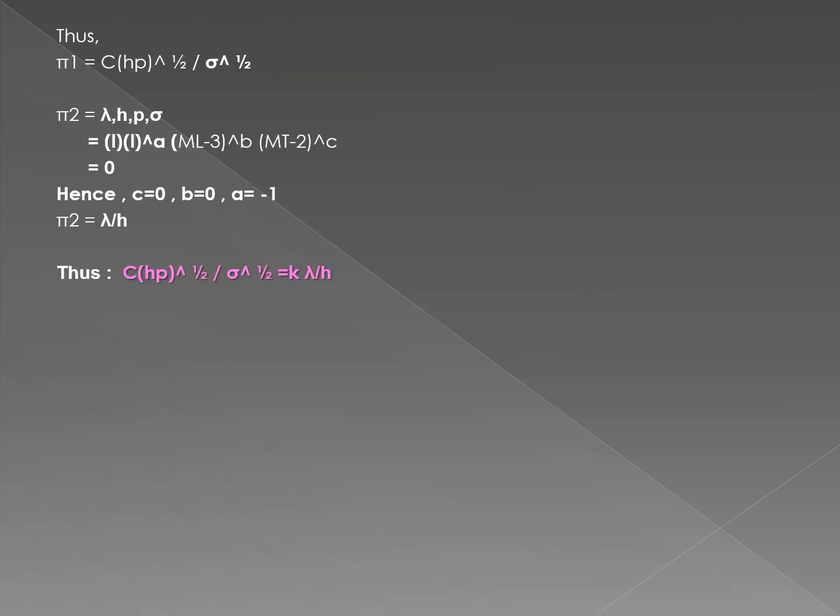Thus, we rearrange it. We get C h p to the power of 1/2 divided by sigma to the power of 1/2. We repeat the same with pi 1 and we get c equal to 0, b equal to 0 and a equal to minus 1. Hence, pi 2 is equal to lambda over h. Thus, we rearrange it, C h p, and we get this equation.